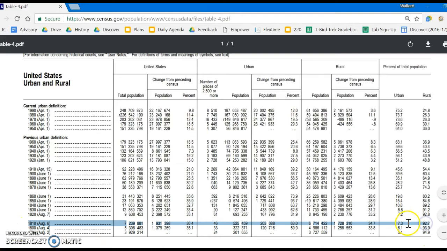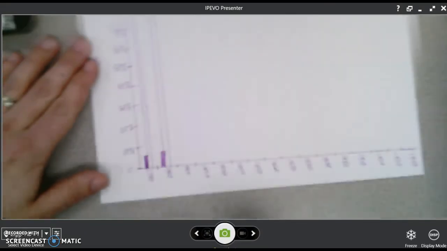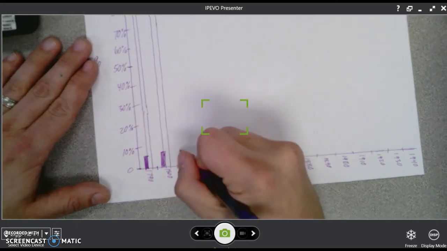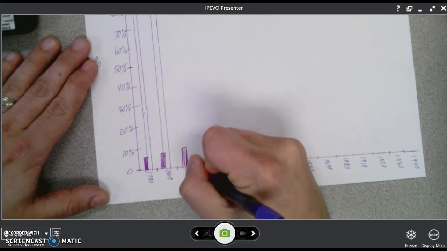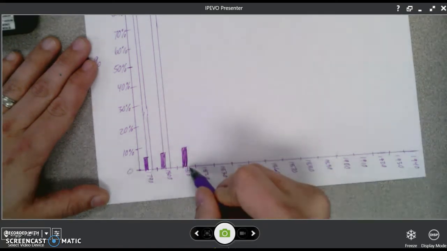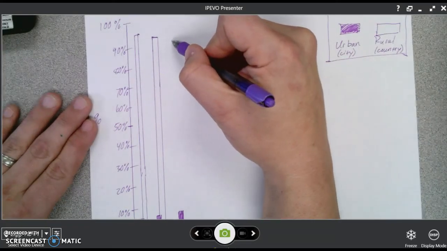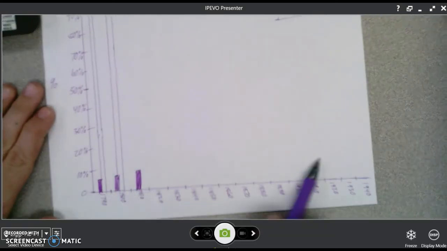1810, I now see urban is up to about 7%, rural is down to about 93%. So here I'm going to, in 1810, go up to about where 7% would be. Shade that in, because that is urban. And this other bar would go up to about 93%, which would be right about there. So you continue this process until you've finished out all of the years.